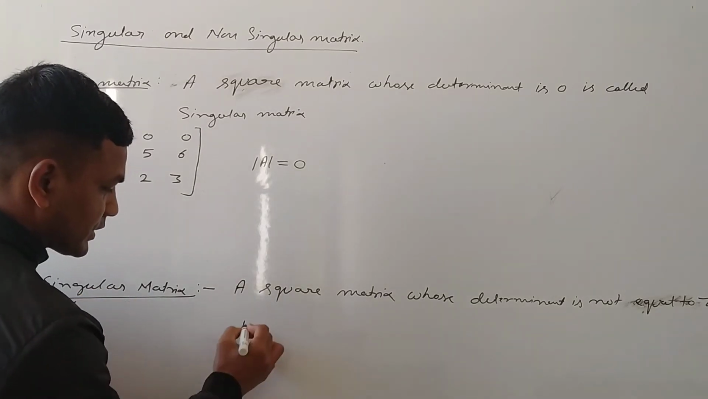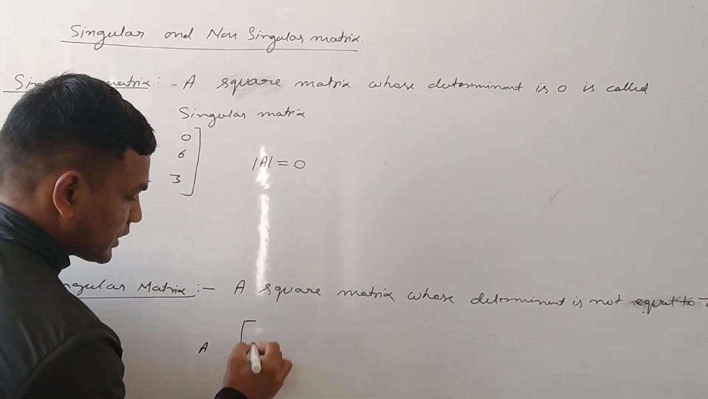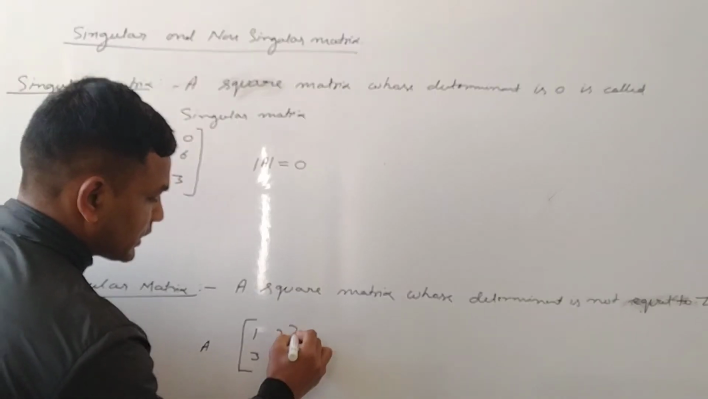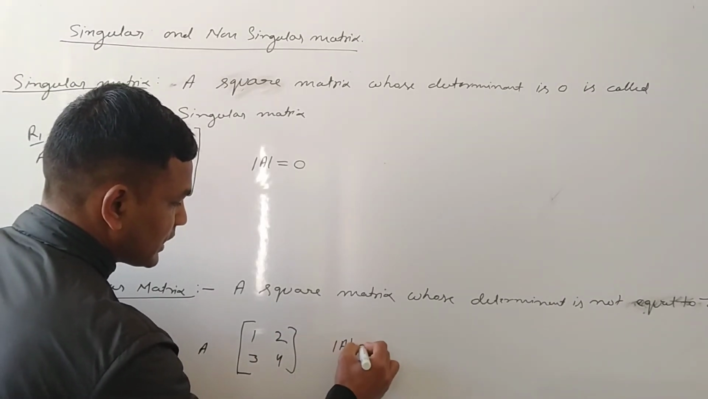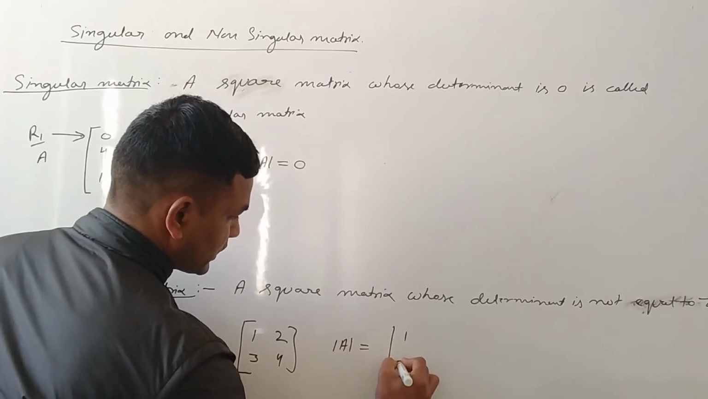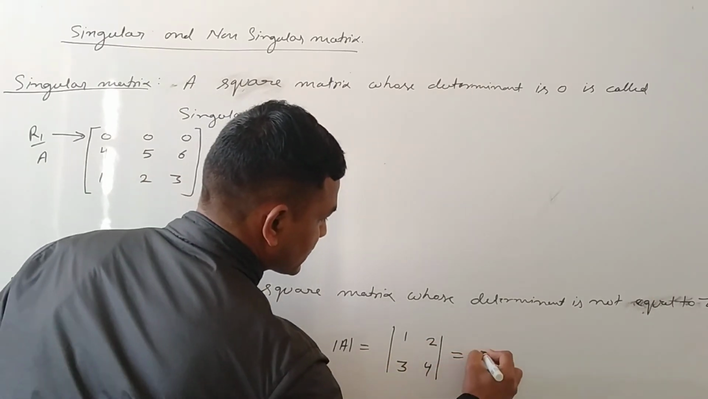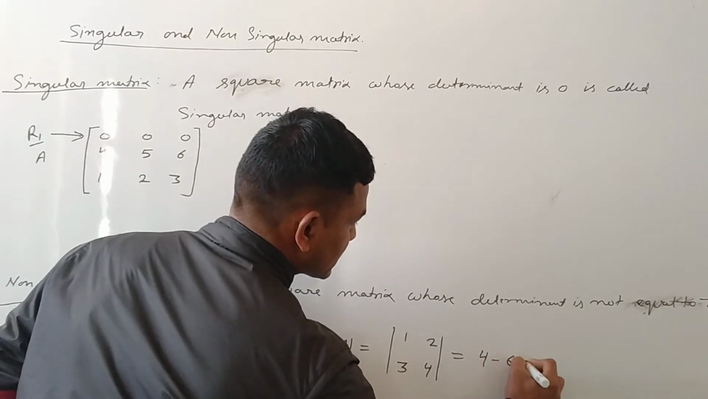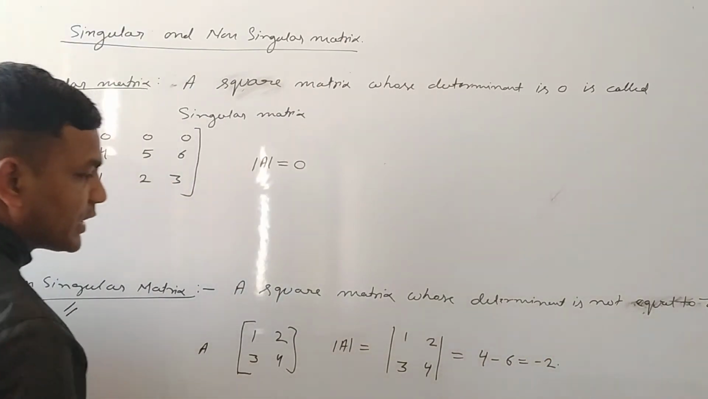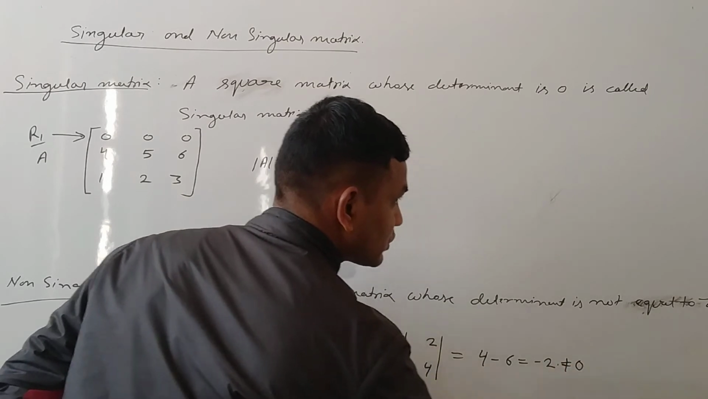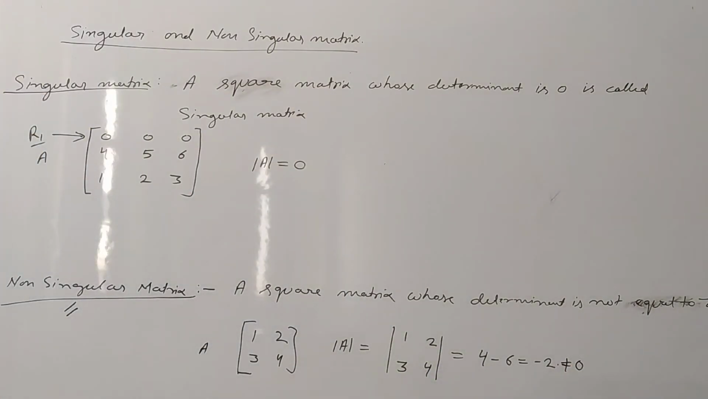For example, suppose that a matrix A is equal to 1, 2 and 3, 4. Then the determinant of this matrix A is equal to 1 times 4 minus 2 times 3, which is 4 minus 6, equal to minus 3. Since the determinant of this is not equal to 0, this is a non-singular matrix.